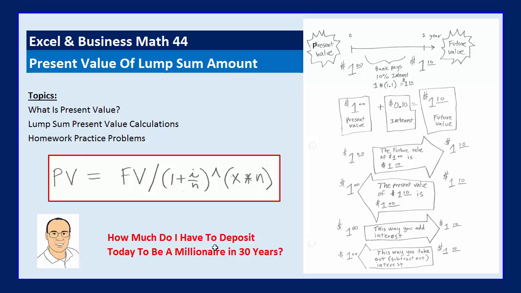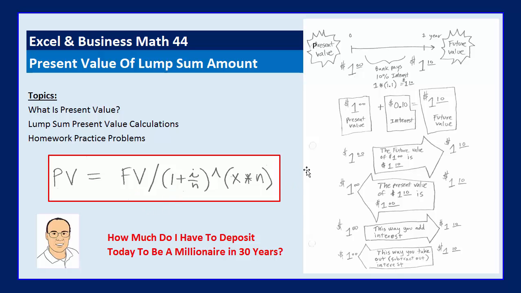Notice in this question here, $1 million in the future is known. And what we need to calculate is the present value, meaning how much today do I need to put in the bank as some deposit to be a millionaire in 30 years. Now, the cool thing about this present value calculation is this looks pretty similar to the formula we used last video for future value.